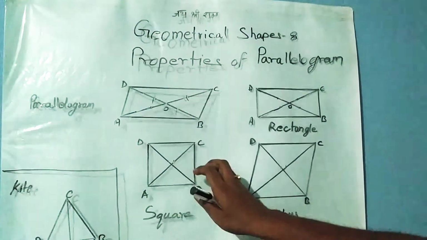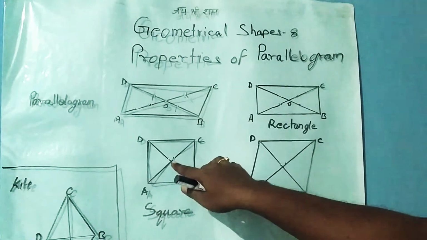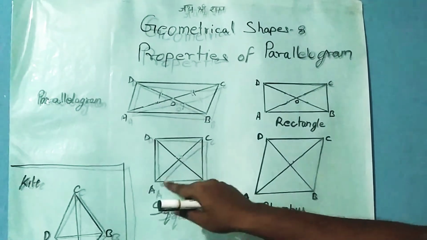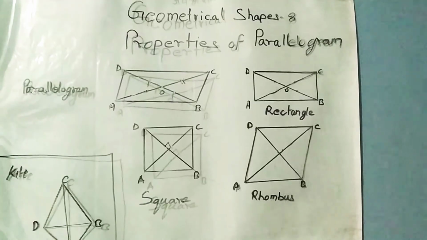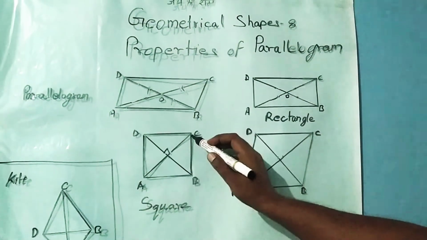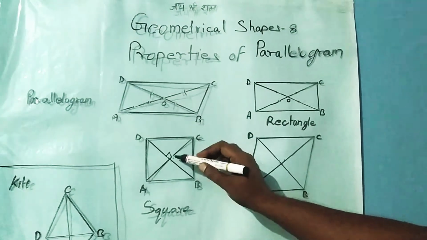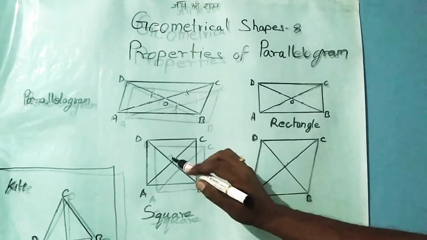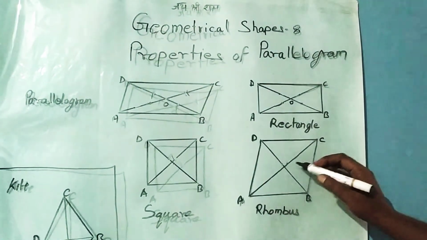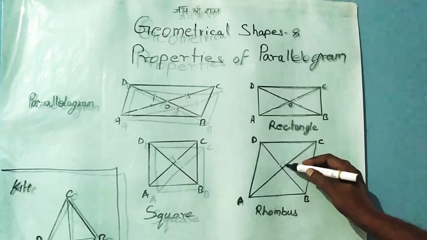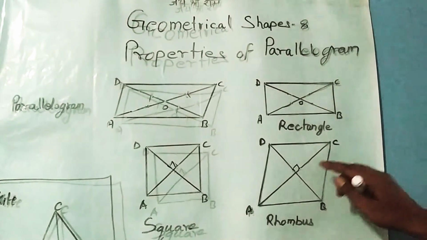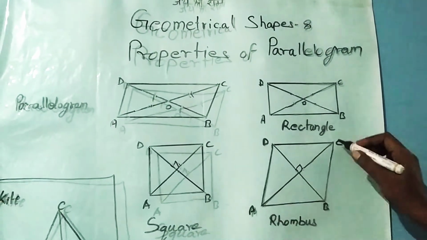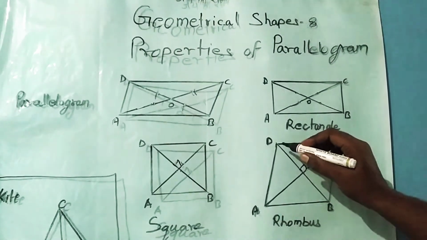In case of a square, the diagonals intersect each other at the midpoint, but they form 90 degrees. It means that the diagonals intersect each other at 90 degrees. It means that diagonal AC intersects BD perpendicularly. They are perpendicular to each other. In the case of a rhombus also, they intersect at 90 degrees. It means diagonal AC is perpendicular to diagonal BD.